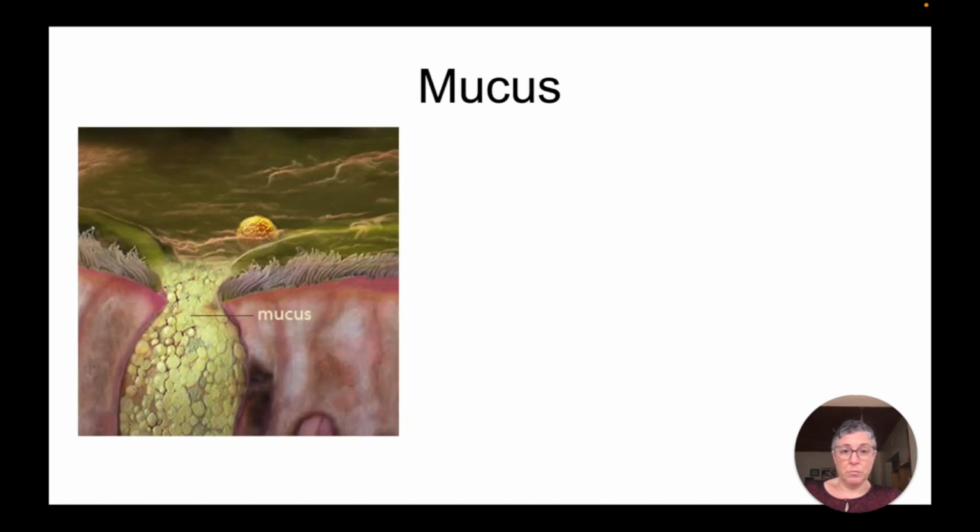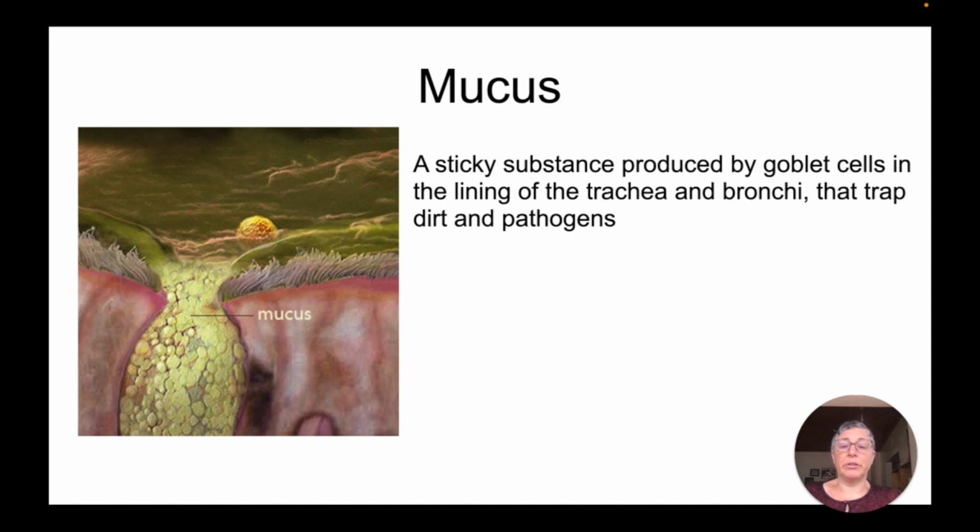Then there is mucus. Mucus is an important barrier. It's a sticky substance that's produced by something called a goblet cell, and these goblet cells are located in the lining of the trachea and the bronchi. They're going to trap dirt and pathogens so that they cannot proceed further.